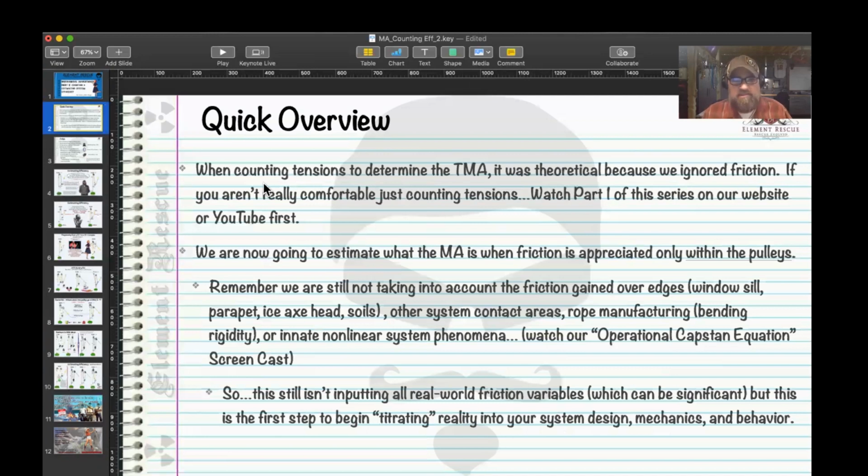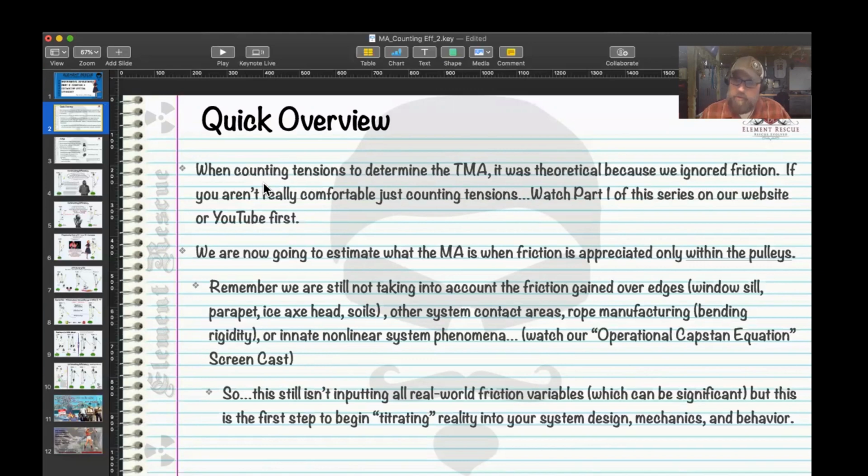Quick overview. We counted tensions to determine the theoretical MA. It was theoretical because we ignored friction, right? So in a perfect world, our pulleys would be 100% efficient. We'd never have friction over any surfaces, things like that. So when we count tensions, one comes in, one comes out. We're losing nothing to friction, nothing to heat, and everything evens out, and it's pretty nice. When we start adding some reality into things, we're going to start looking at the friction that is organic to the internal part of our system, which is our pulleys.